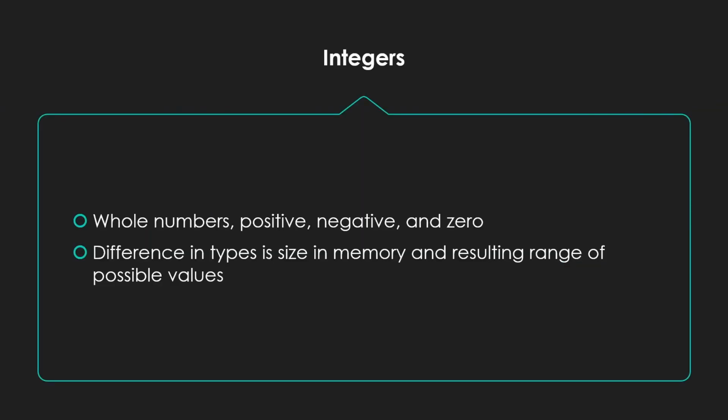These are exactly the same thing they were when you learned about integers in maybe an algebra class. They're whole numbers, positive, negative, and 0. As I said, we have 4 different types. The differences among those types have to do with the size in memory. So how much memory space does this variable take up, and the resulting range and values.